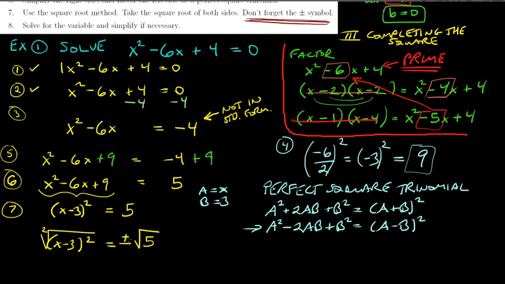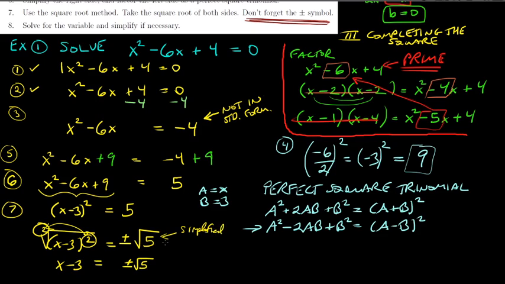Very important. And so what you get at this point, and I know I'm running out of space again, is x minus 3 on the left, because this square root cancels this square here. So you just end up with x minus 3, and that's going to equal plus or minus the square root of 5. The square root of 5 is already simplified. It's a prime number, it doesn't contain any perfect squares, so there's no reason to try to go any further here.